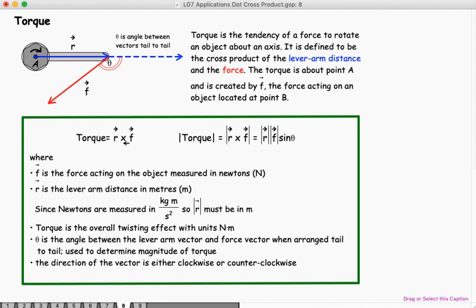So torque itself is R cross F, and we would have to use the right-hand rule to determine our direction of travel.